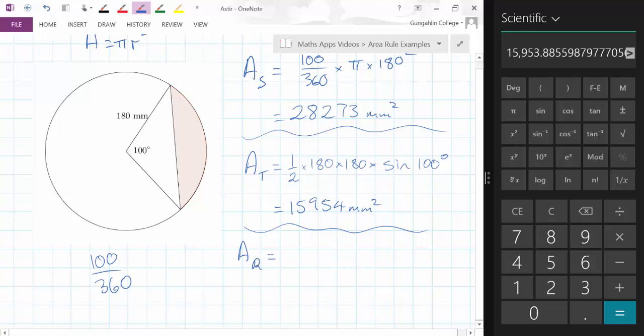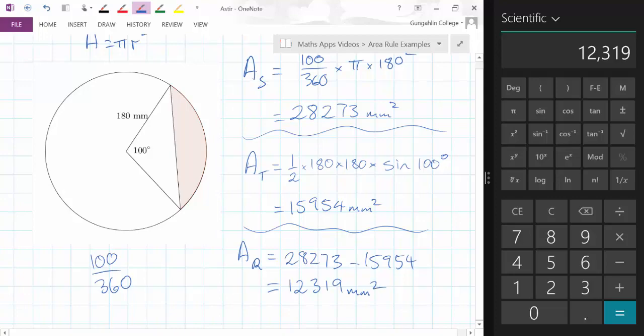So I'm interested in the area of that region that was shaded, AR. It's going to be the first number minus the second one. So let's do that. 28273 minus 15954, and I get that the area of that region is going to be 12,319 square millimeters.